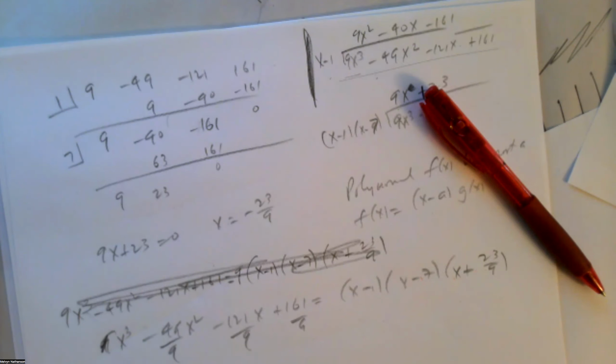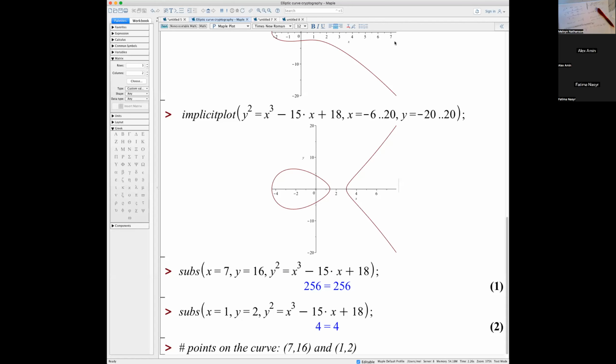Let me go back to sharing the screen with my Maple. So here is the curve. I used a command called implicit plot in Maple to draw the curve. That's not important. But I have these two points on the curve, 1, 2, and 7, 16. I want to draw the line through them. So let me see if I can figure out how to do that at the same time.